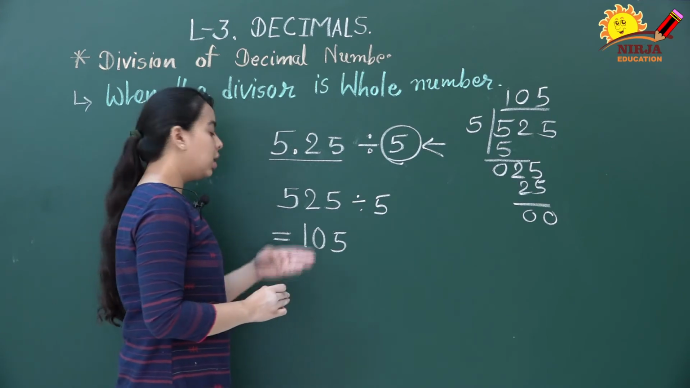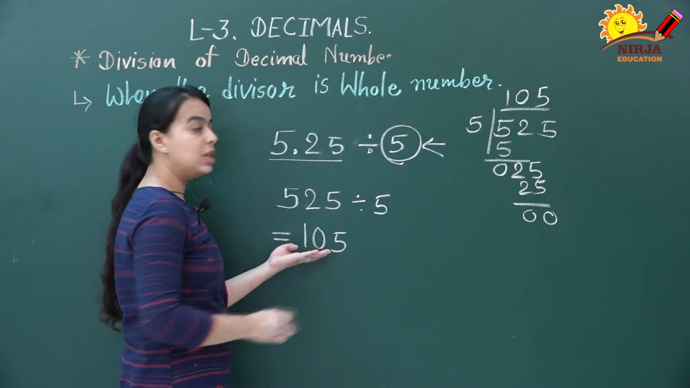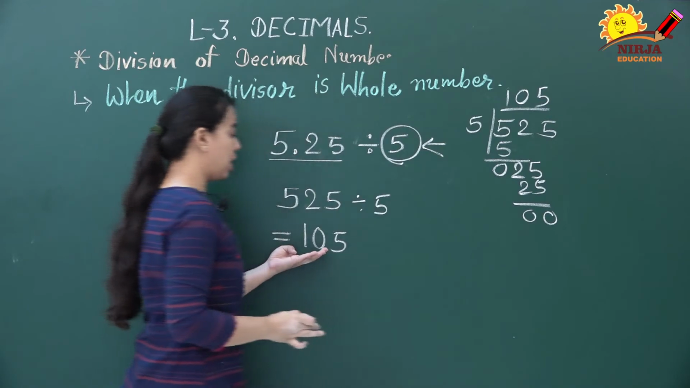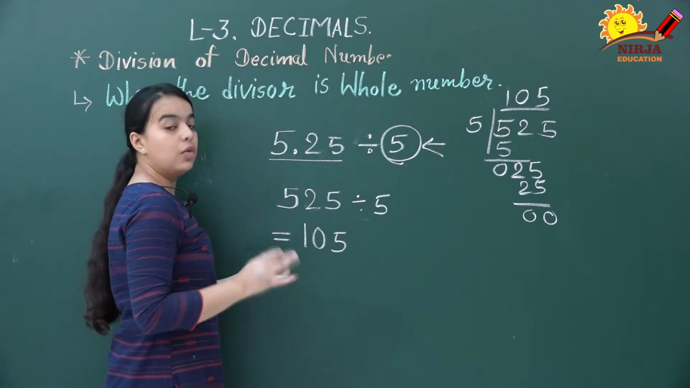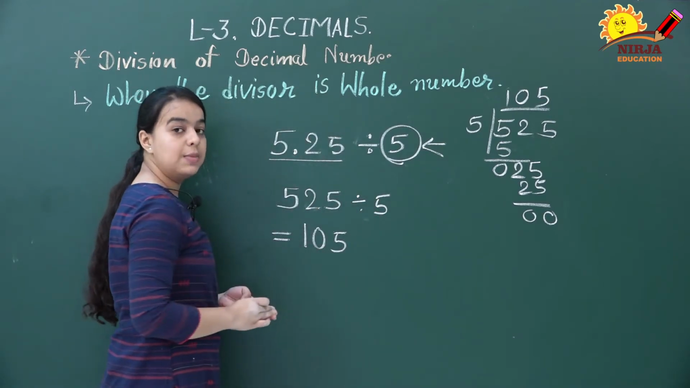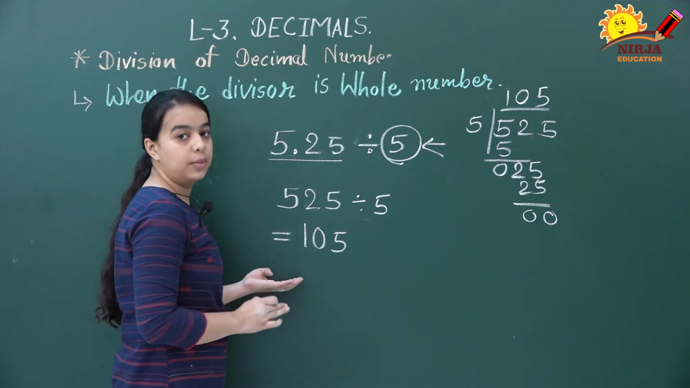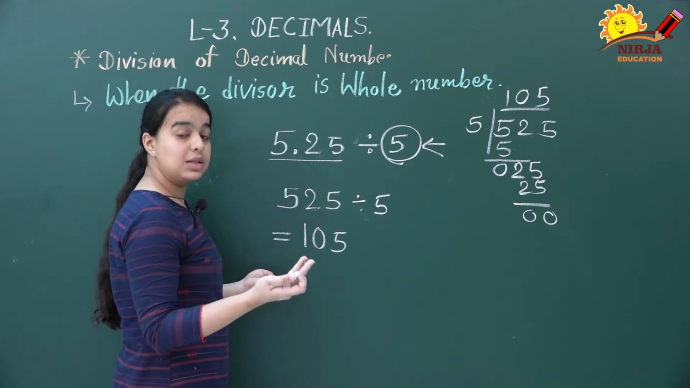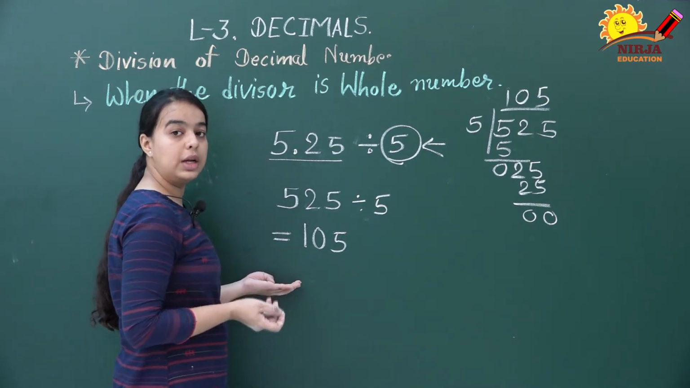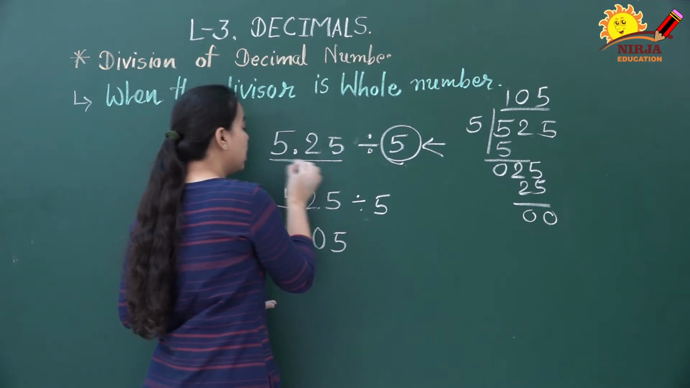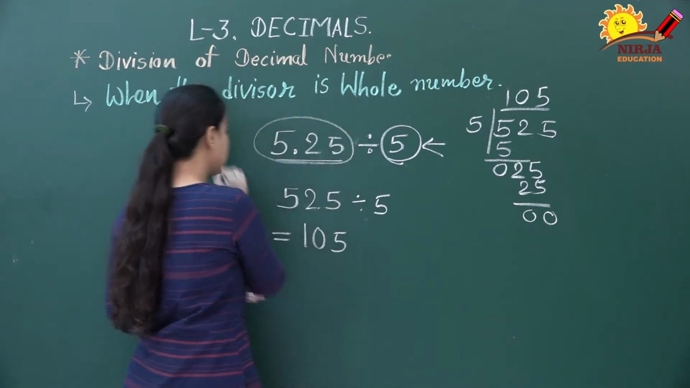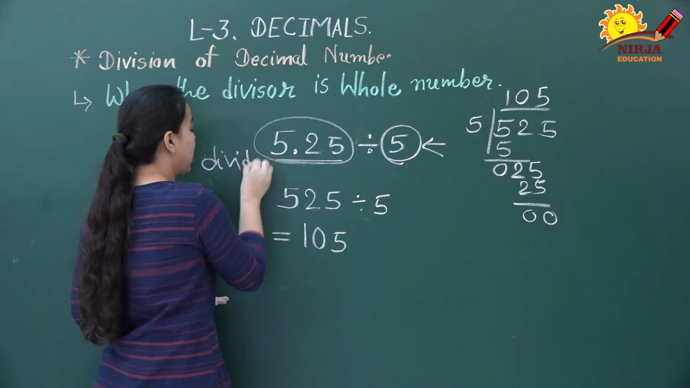Now, in the answer, that means whatever quotient we get by dividing this, we need to put a decimal point in this answer. Now, on which basis are we going to put the decimal point? We need to see our decimal number, that means our dividend.